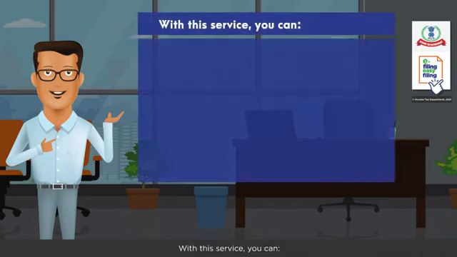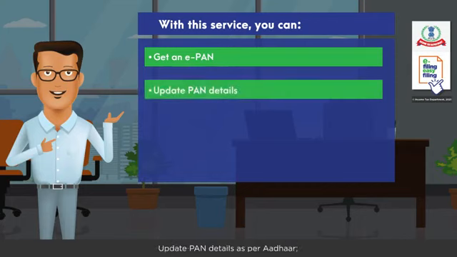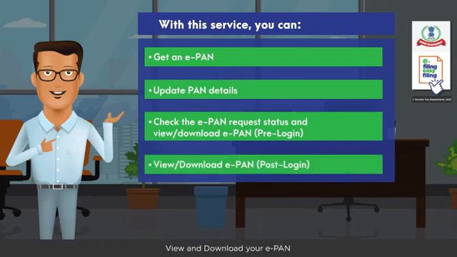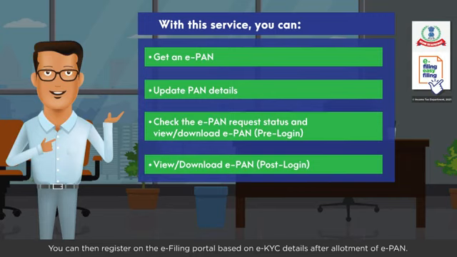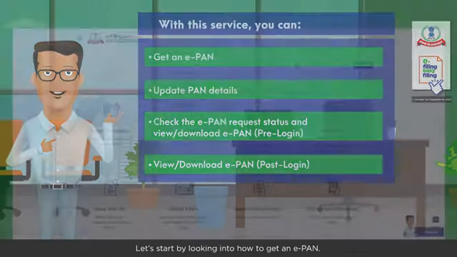With this service, you can get an e-PAN based on Aadhar eKYC, update PAN details as per Aadhar, check the e-PAN request status, and view and download your e-PAN. You can then register on the e-filing portal based on eKYC details after allotment of e-PAN. Let's start by looking into how to get an e-PAN.